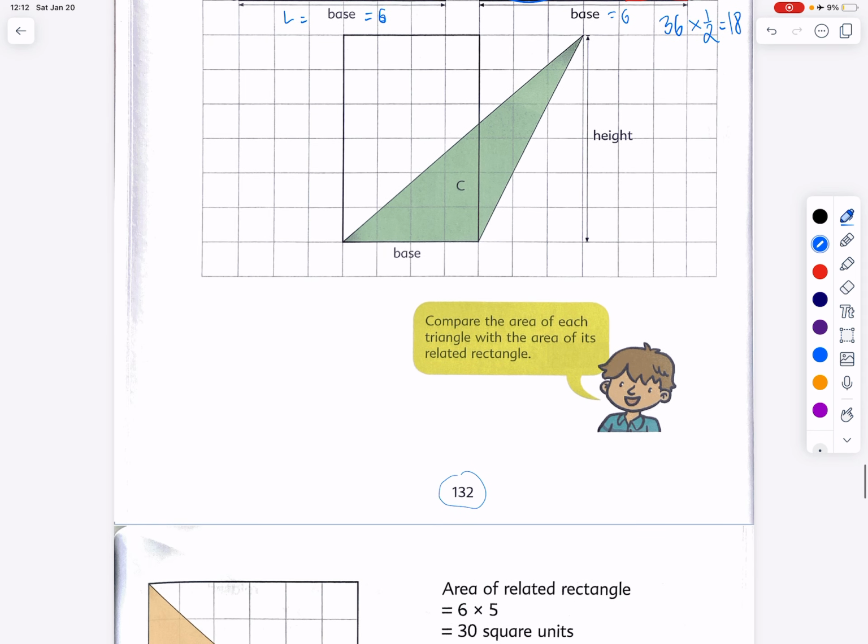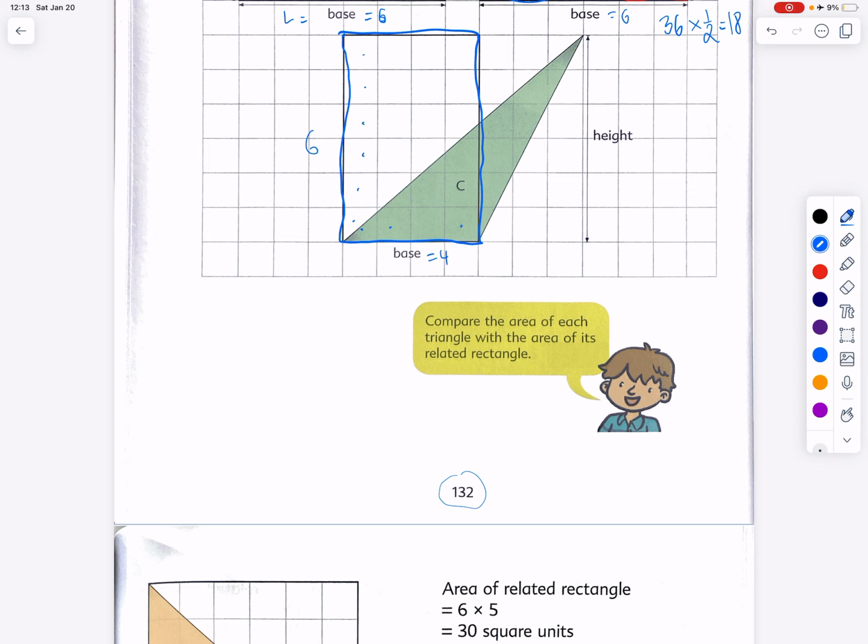And finally, let's take a look at this triangle. Again, we can think of this to be the hosting rectangle. And watch, let's calculate the base. 1, 2, 3, 4 equals 4. And the height, the length, 1, 2, 3, 4, 5, 6. This is a 6 by 4 rectangle.